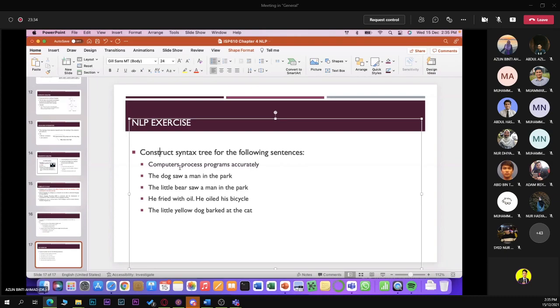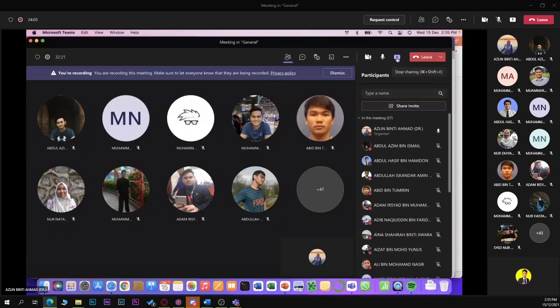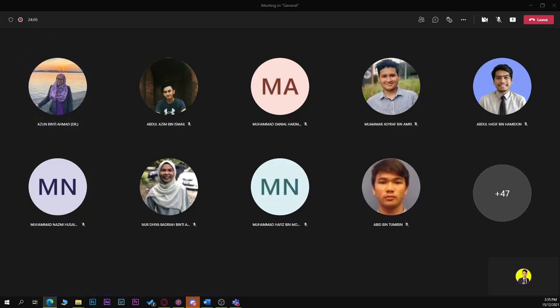morpheme and also the steps of NLP yang selalu ditukar-tukar lah masuk. Okay, kalau you nak belajar further about NLP, then dia ada specific course untuk information retrieval, how to process the sentence tu kan, the language tu. But ni, since it's a part of ISP610, so tak banyak lah yang kita cover. Just a very general, surface saja untuk NLP. Okay, any question? Any question?